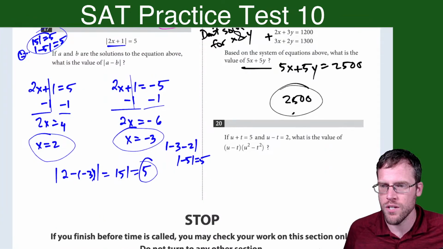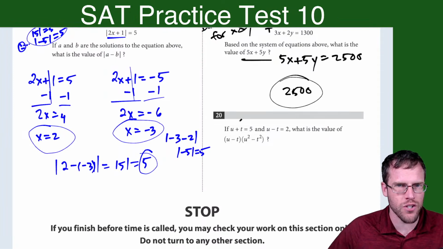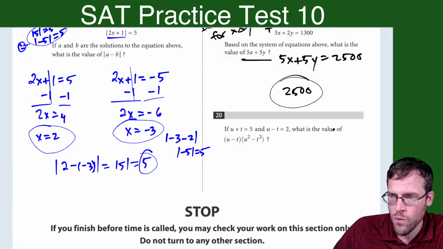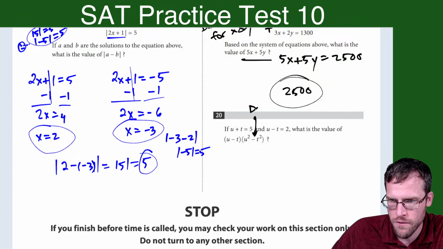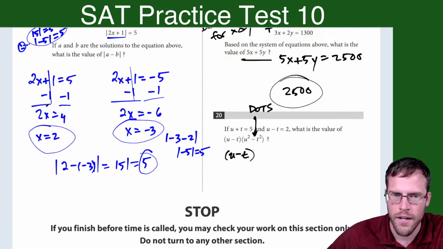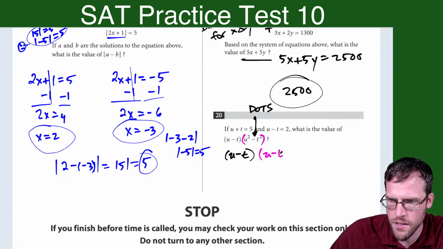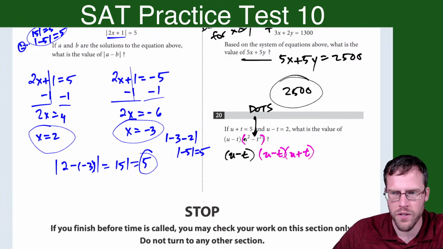All right, question 20, and then that is it for this section. We want to find the value of u minus t times u squared minus t squared. What I'm noticing right away is this is a difference of two perfect squares. So I could factor: we have u minus t, and this part breaks down to u minus t times u plus t. Difference of two squares factoring.